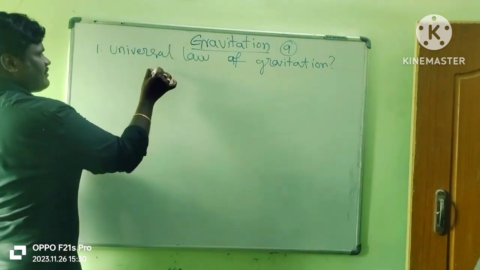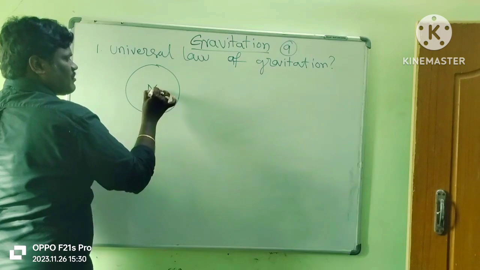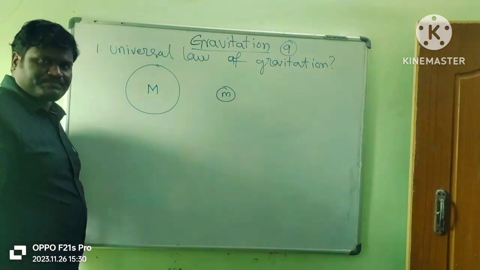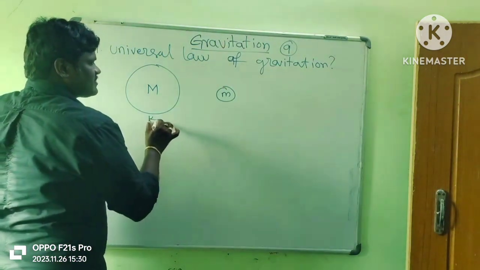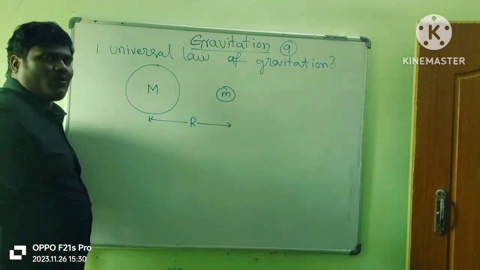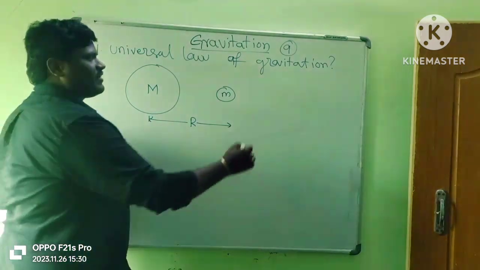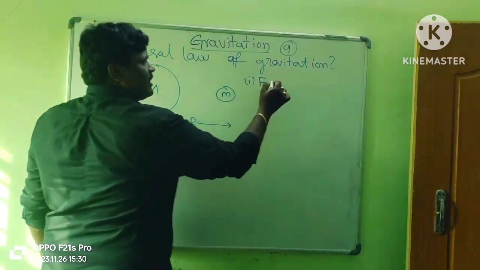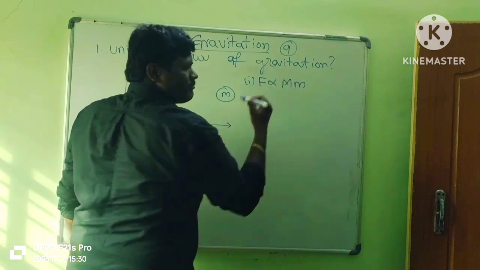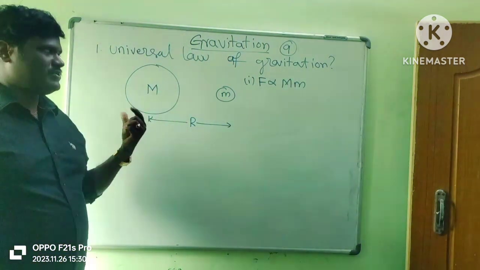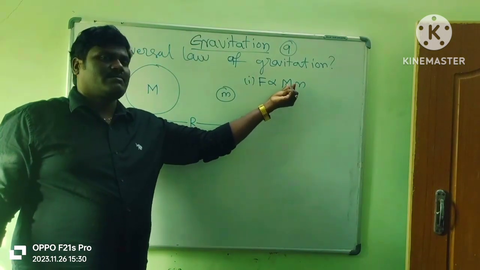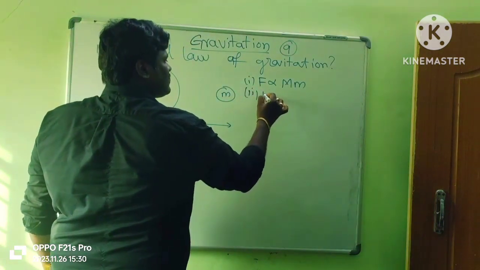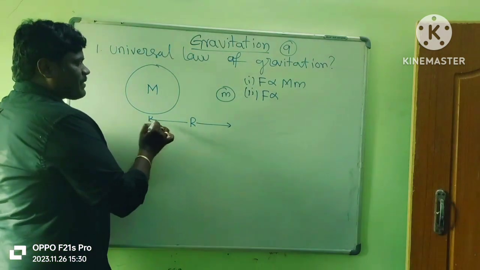Now let me see the gravitational force between a larger mass, say the Earth's mass capital M, and a small object of mass small m. The distance between these two masses is capital R. The first statement is that the product of the masses is directly proportional to the gravitational force. I repeat, the product of the masses is directly proportional to the gravitational force. And the second statement is that the gravitational force is inversely proportional to R.